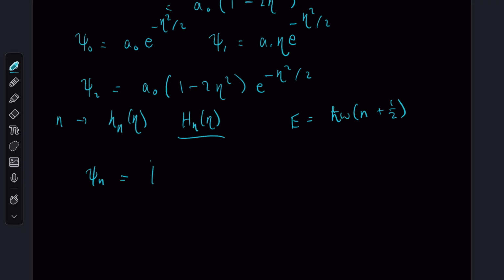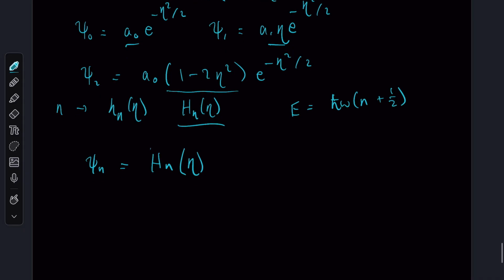which is just going to be this polynomial that we've been computing up until now. Like this was the second, this was the first, this was the 0th, and then times this exponential. And there will be some normalization that we haven't computed, but you can compute that relatively easily.